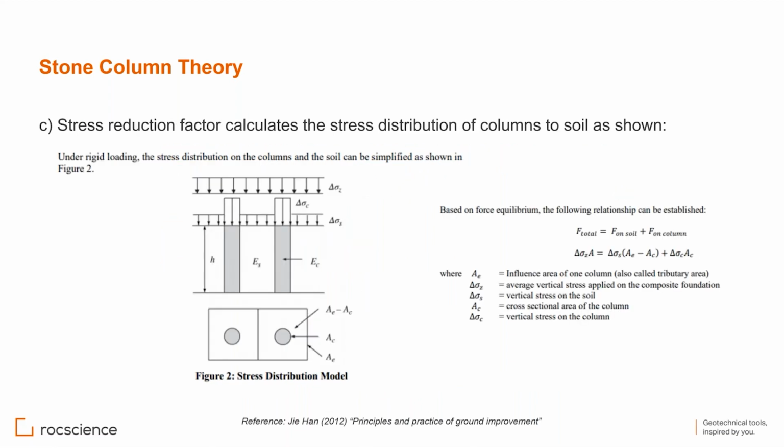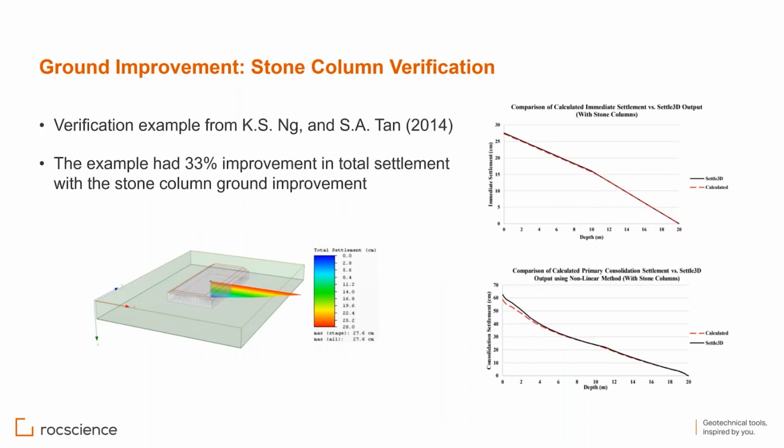And moving on to the stress reduction factor, it can calculate the stress distribution of the columns to the soil as shown below. So under the rigid loading, the stress distribution of the columns and the soil can be simplified as what you see from figure 2. And that's based on force equilibrium, where the total force equals the force on soil plus the force on the columns. And that equals stress times area, and the tributary area that we explained earlier comes into play in this to calculate the force equilibrium that distributes over the columns and the soil. So as you can see, you have the parameters as shown here, with the influence area of the columns and the average area of the vertical segments.